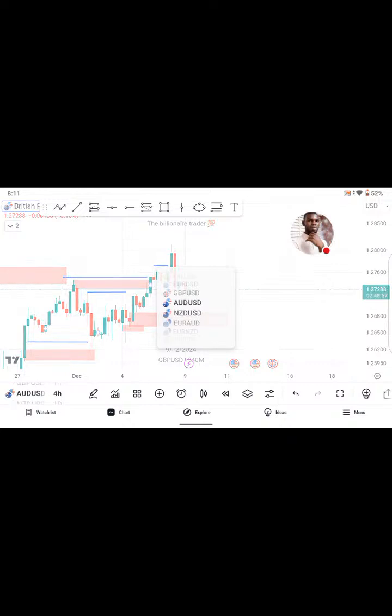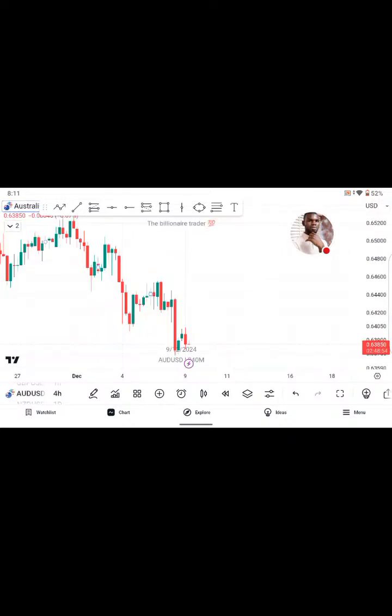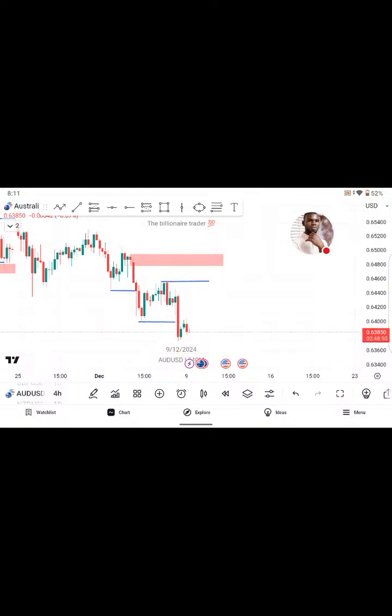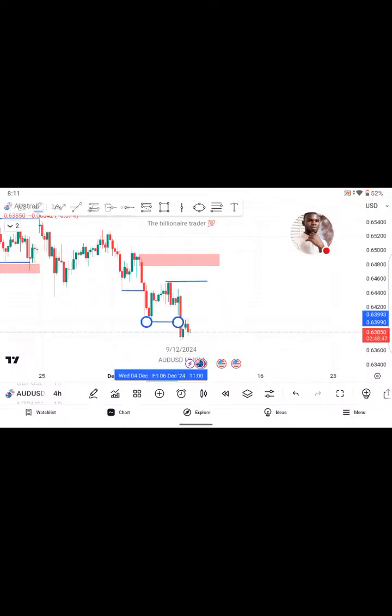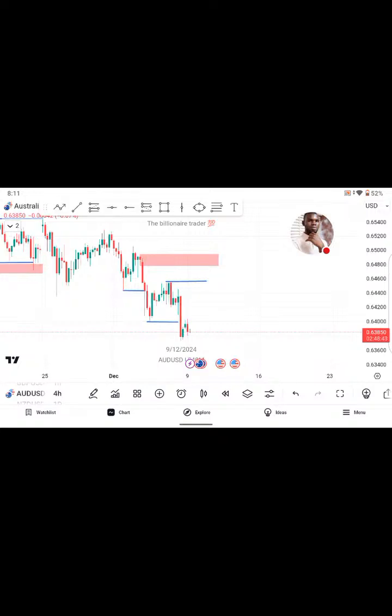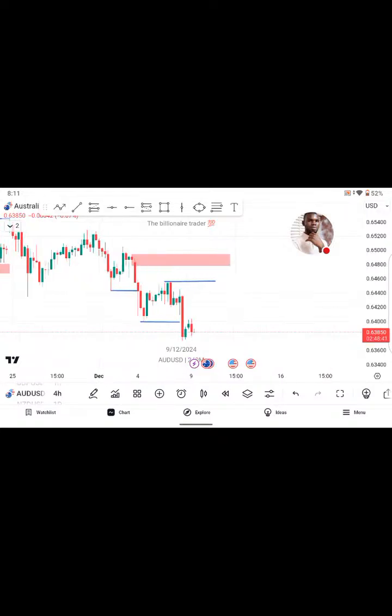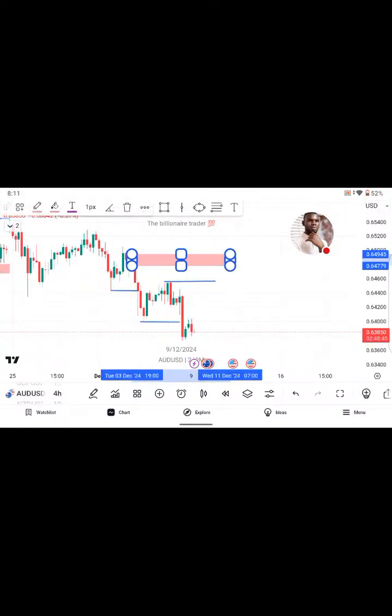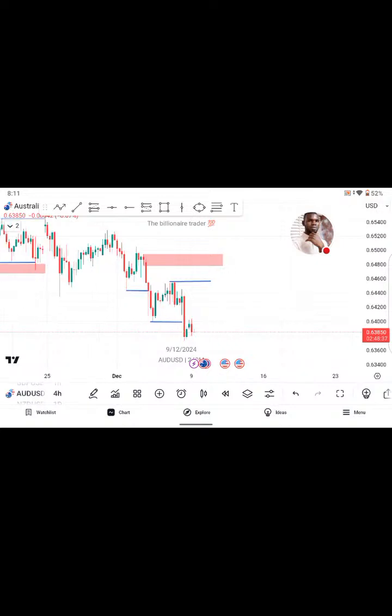Let's go for the exam. What is the clearer picture? Yeah, you can see this is the clearer one. BOS, this high available as a liquidity. So I'm expecting price coming back to this zone for mitigation and continue the bearish order flow. This is just a clearer picture.